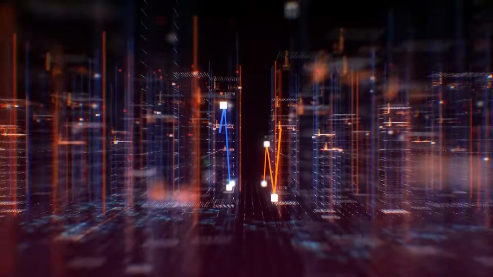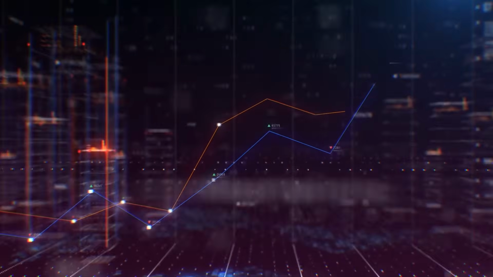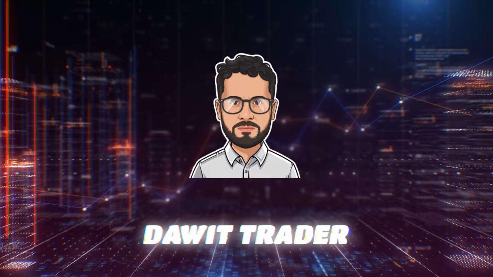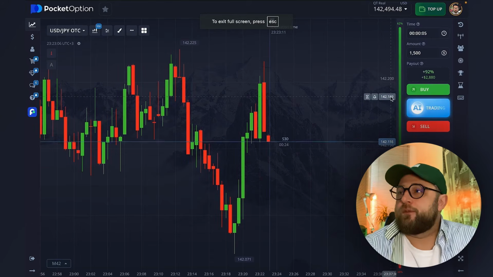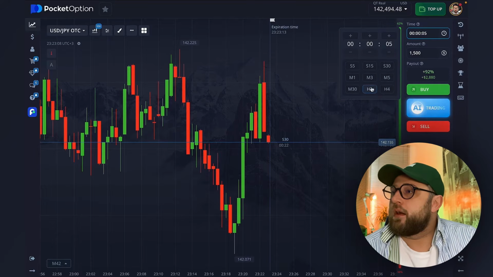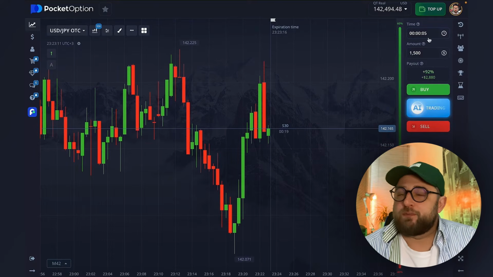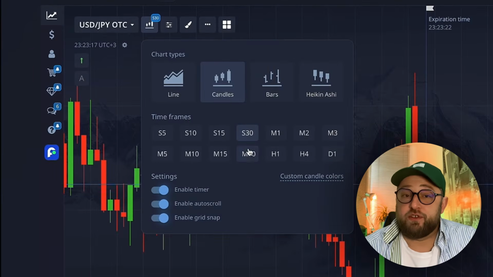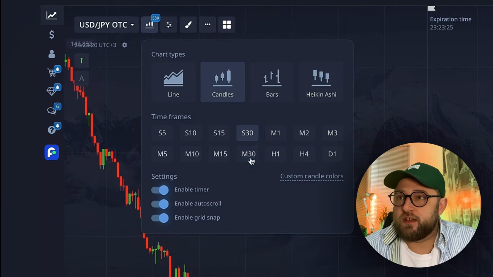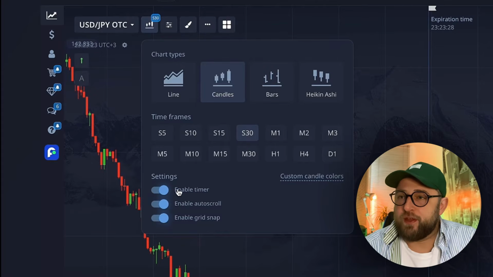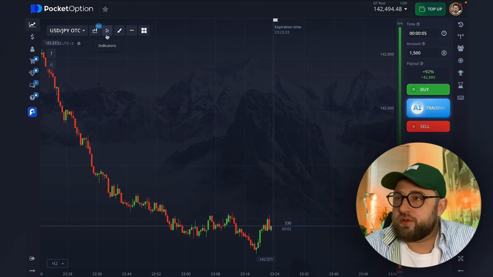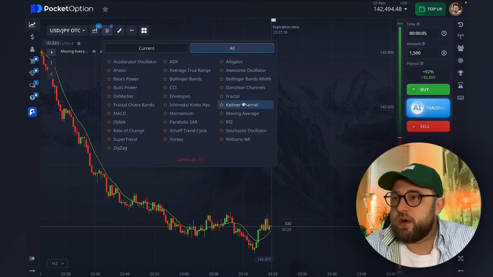So now we can go to the strategy. Let's jump in. So we're trading on the S5. As you can see, S5 expiration time, and we're trading on time frames S30 and M30. And also don't forget to enable the timer, we will need it. You can trade this strategy on your demo to try, or maybe with a smaller amount.